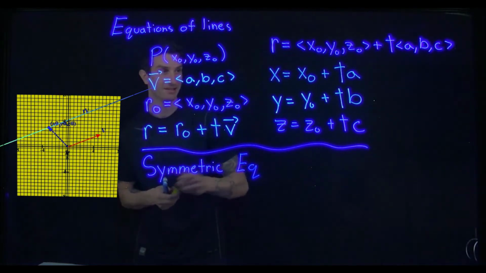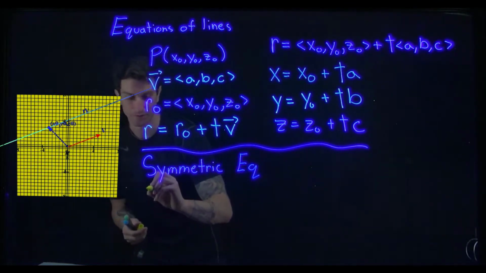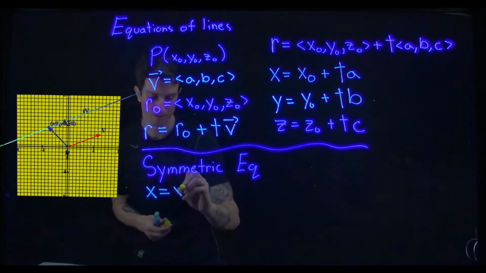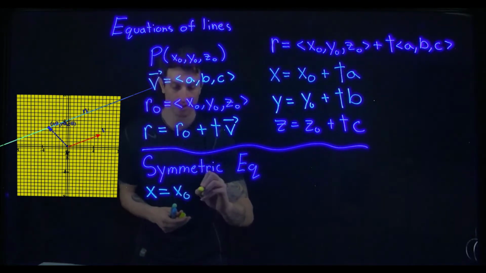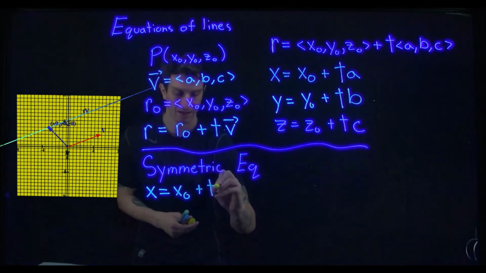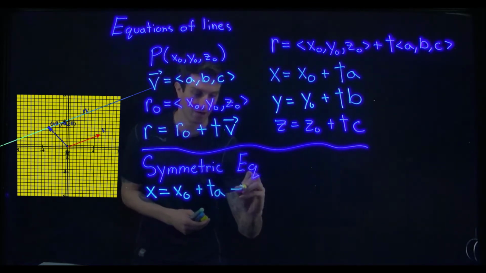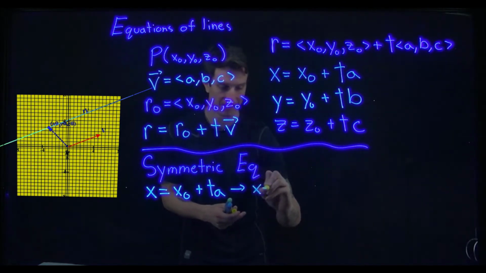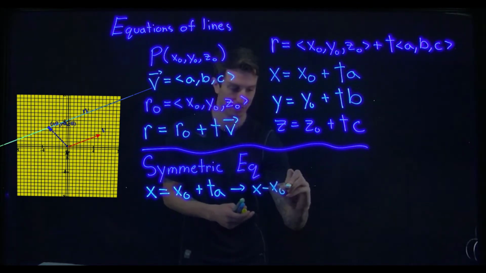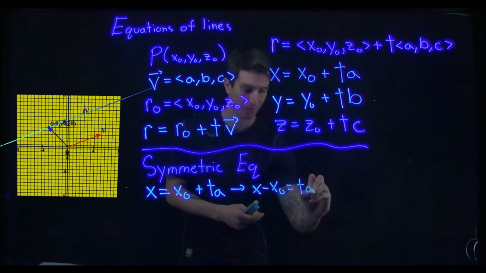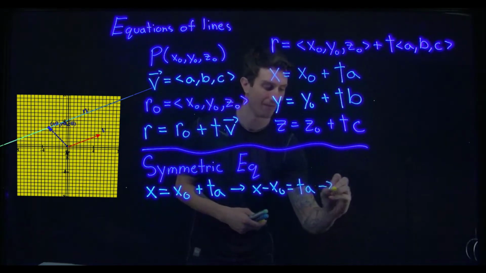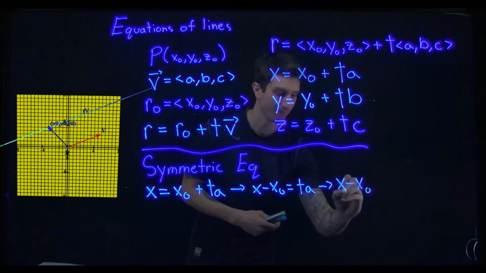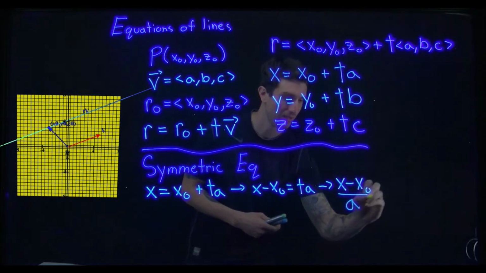So we'll say x is equal to, we're just going to write this out again, x naught plus ta. And I'm just going to draw arrows to show what we're doing. We're going to move the x naught over. So x minus x naught is equal to ta. And we want to divide by a. So we have x minus x naught over a is equal to t.